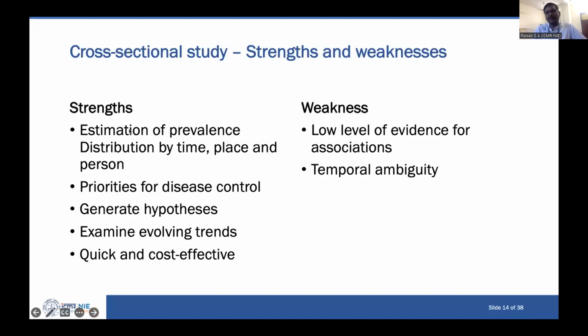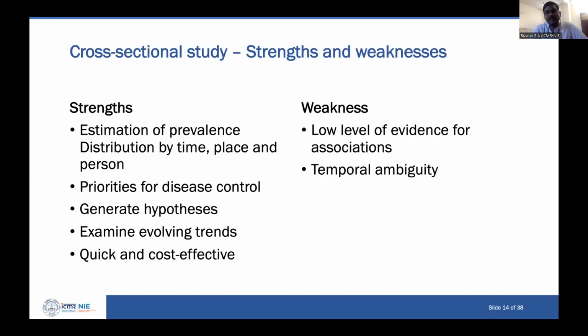These are some of the strengths and weaknesses of cross-sectional studies. They can estimate prevalence. They can determine the distribution of a particular disease by time, place, person, or a particular risk factor by time, place, person. It can identify priorities for disease control. So you have to invest on those diseases which have a higher prevalence, which affect more people, and so on and so forth. They are used to generate hypotheses.